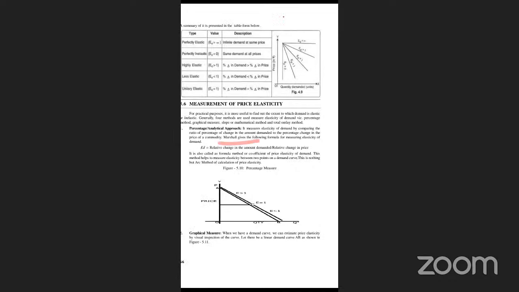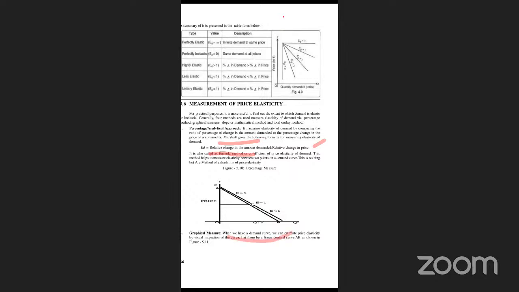All right. So next, let's move on to measurement of price elasticity. Now, this basically measures a demand by comparing percentage change in the amount which is demanded and the percentage change of the price of a commodity. Okay, now Marshall has given a formula to do with the price elasticity. And the price elasticity is the relative change in the amount demanded divided by relative change in prices.